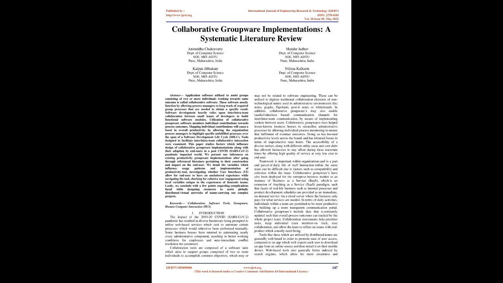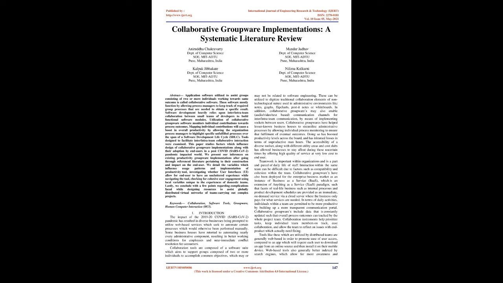Teamwork is important within organizations and is part and parcel of the daily life of staff. Interaction within the same team can be difficult due to factors such as compatibility and cohesion within the team. Collaborative groupwares have also been deployed for the enterprise business market as an instance of business as a service, BaaS, which is an extension of the anything as a service, SaaS, paradigm, such that facets of real-life business such as internal processes and product development schedules are provided as an immediate, on-demand service via a cloud server where the business only pays for what services are needed.